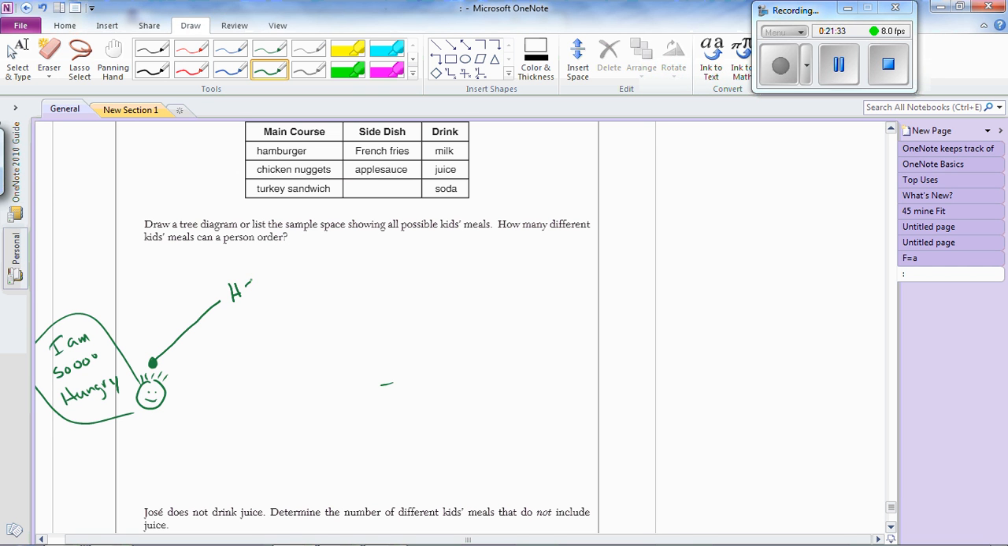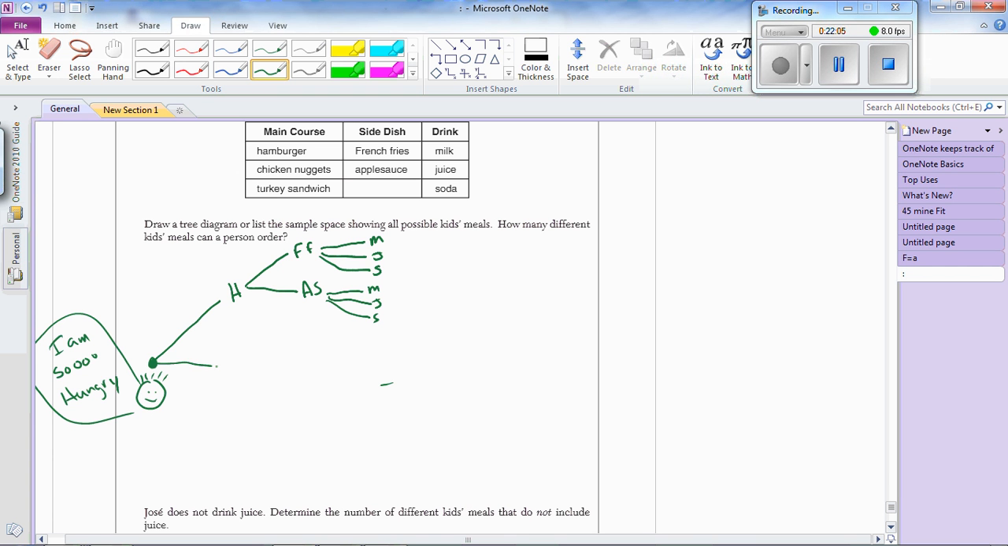If I get a hamburger, then I could get French fries or applesauce. And then if I get French fries, I could get milk, or I could get juice, or I could get soda. Now, hamburger, French fries, and milk is just, ugh. Hamburgers, applesauce, and milk, ugh. And juice, gross. Soda, not the greatest. That's all the decisions I can make.